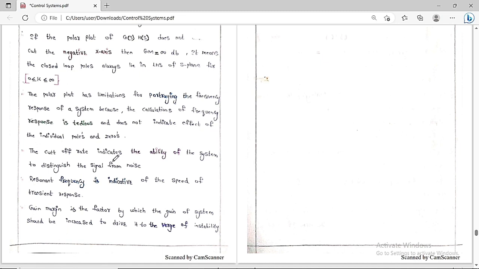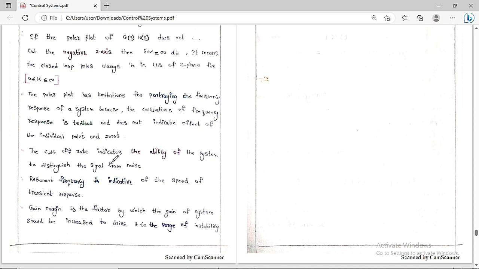So finally I can say the polar plot has some limitations for portraying the frequency response of a system because the calculations of the frequency response are very tedious and it does not indicate the effect of the individual poles and zeros. It is not going to show the individual effect of the poles and zeros. Overall it can show, but not individual.